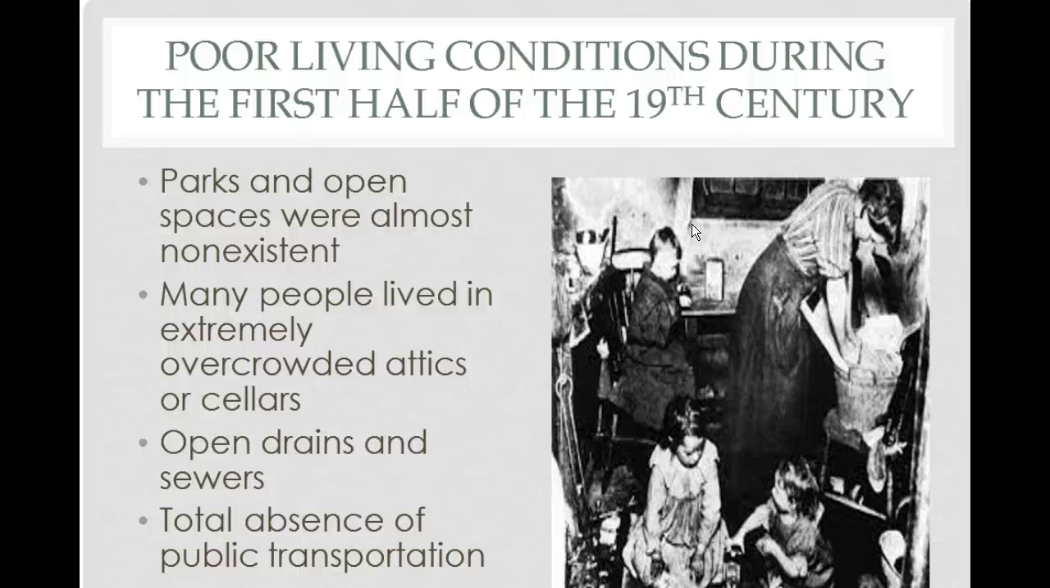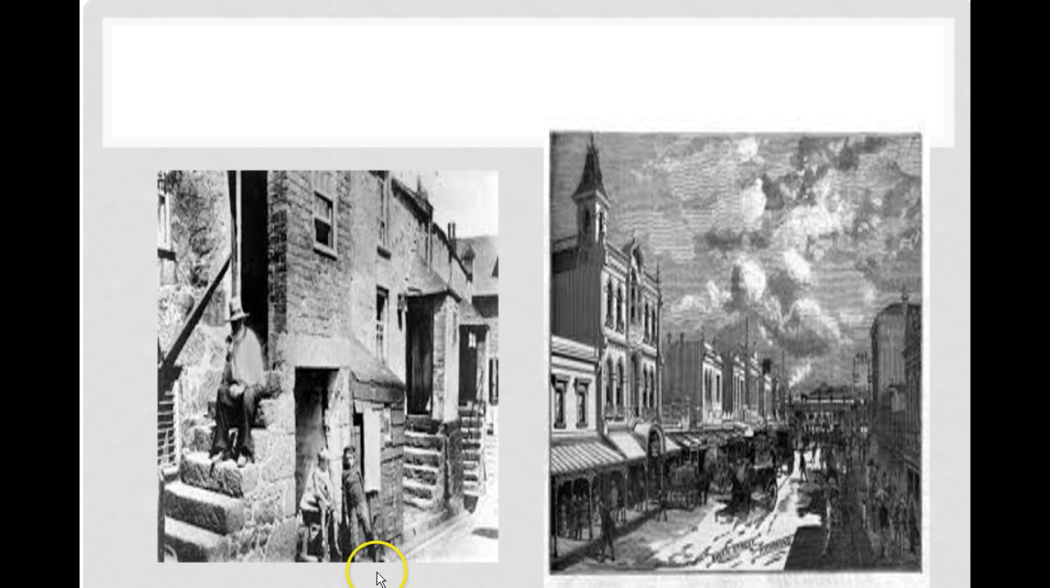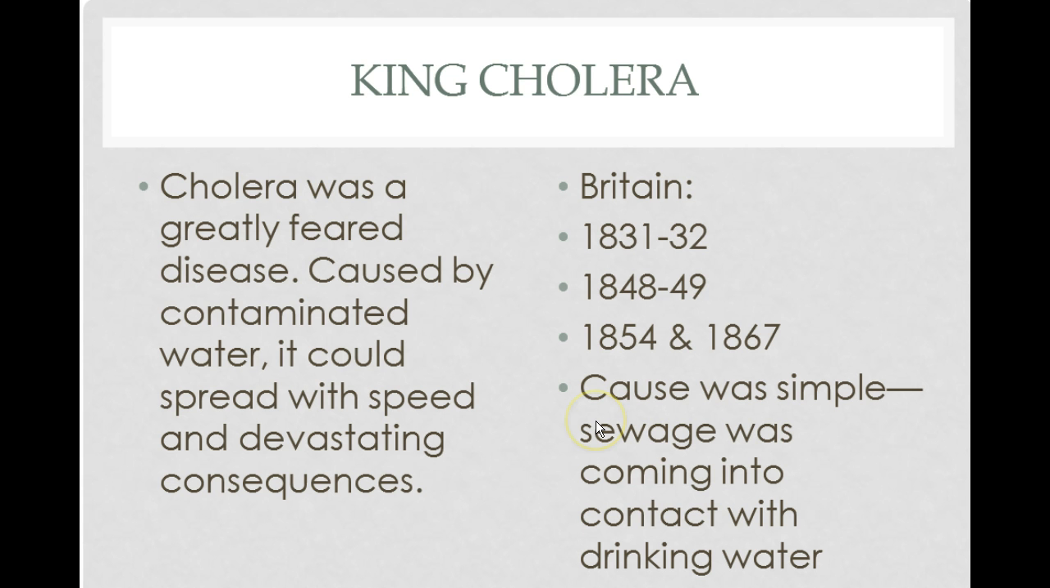So in reaction to the poor conditions in the first half of the 19th century, we have a public health movement. It sought to remedy the high disease and mortality rate that occurred in cities. We are going to see King Cholera, and here, oh, I forgot, I just have some pictures of the narrow streets and open sewage there. But King Cholera is the number one reason for our public health movement.